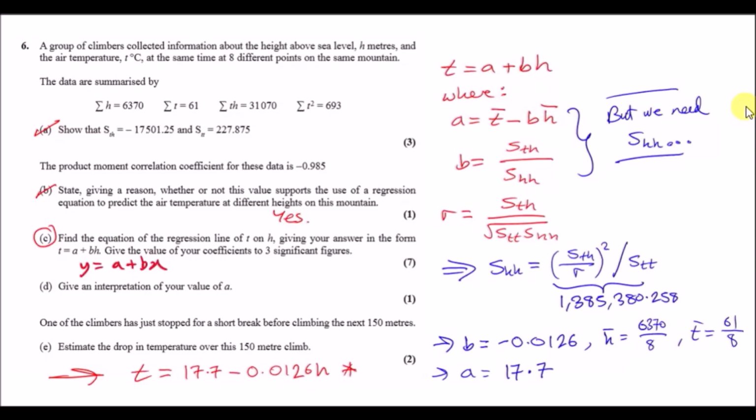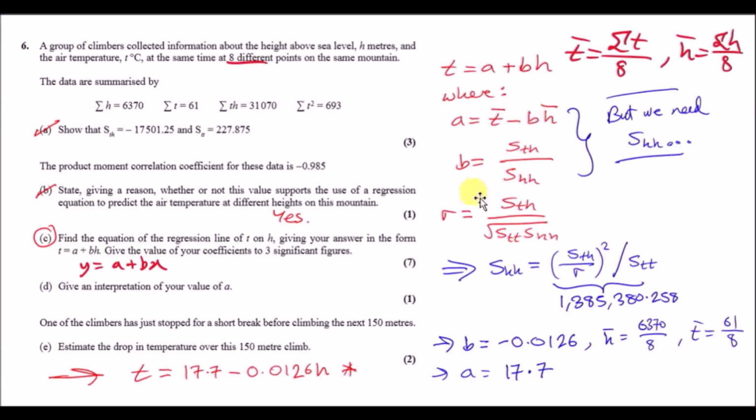And just to know what the bars are again, the t bar, for example, means the sample mean of t. So it's the sum of t over the sample size, which is 8. And the same thing for h. H bar is just the sum of h over 8 as well.